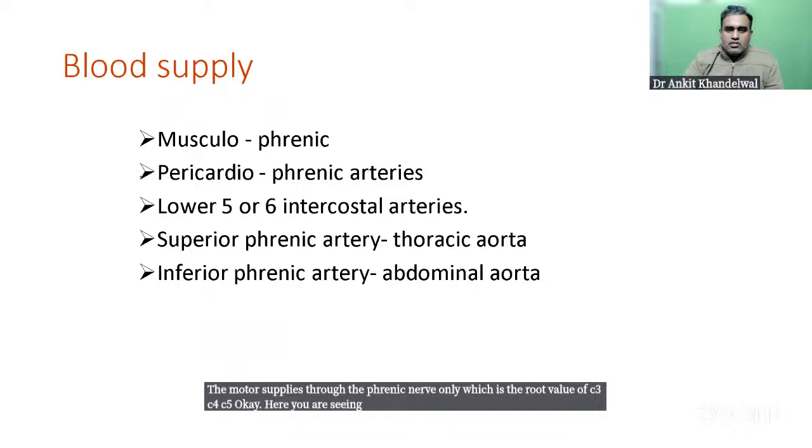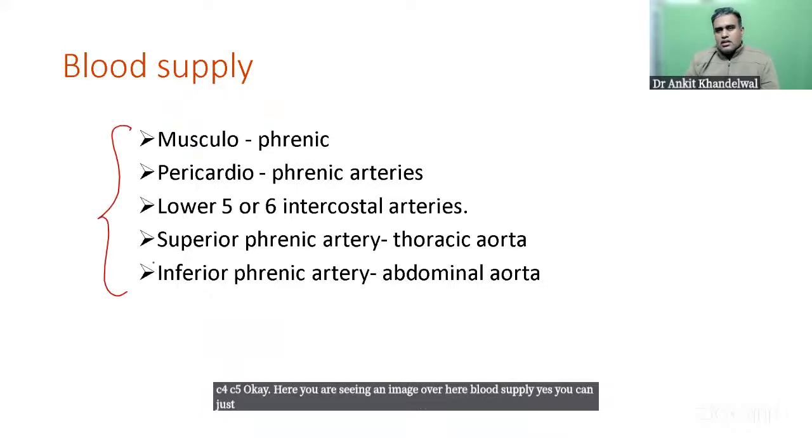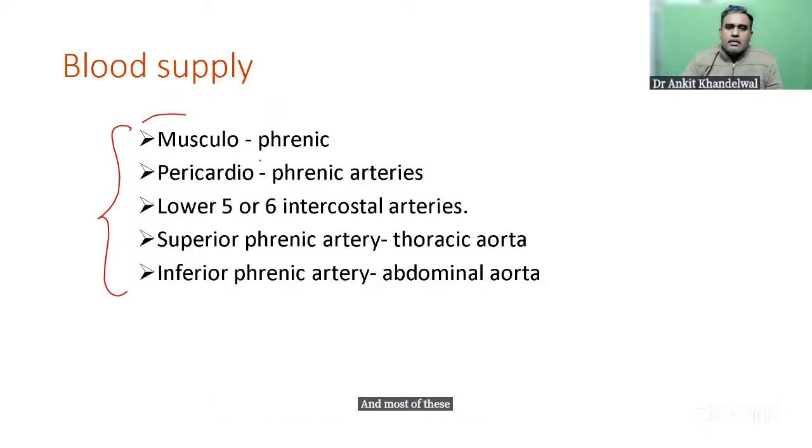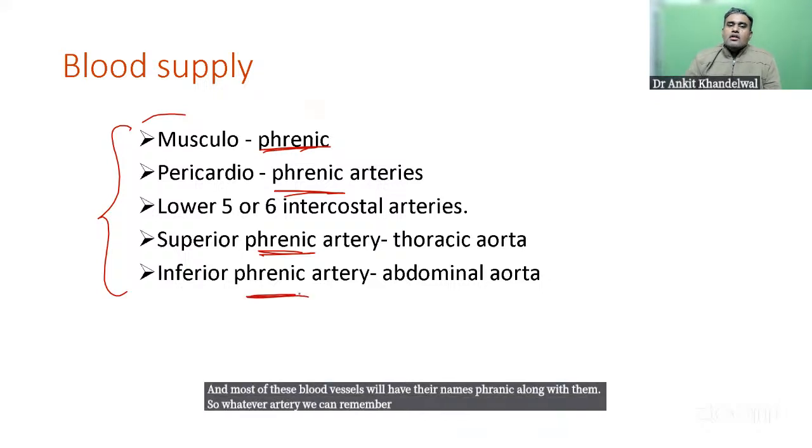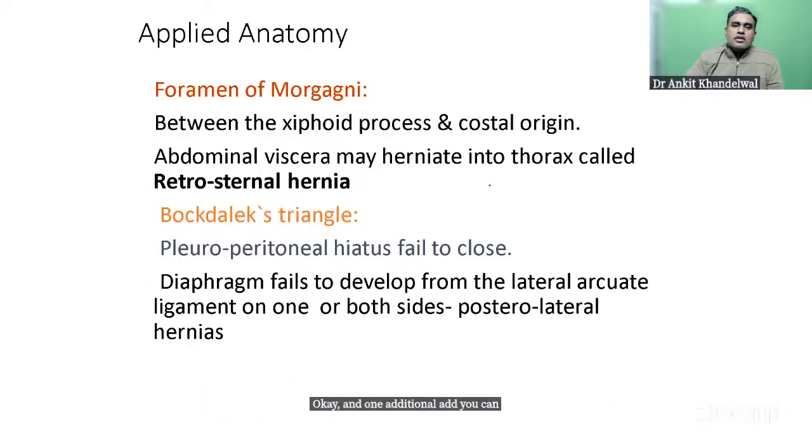Blood supply, yes, you can just read it once or twice. Whatever blood vessels are passing through it. And most of these blood vessels will have their names phrenic along with them. Phrenic. So whatever artery you can remember: musculophrenic, pericardiophrenic, superior phrenic, inferior phrenic. Phrenic means diaphragm. Okay. And one additional, you can also add the intercostal arteries.